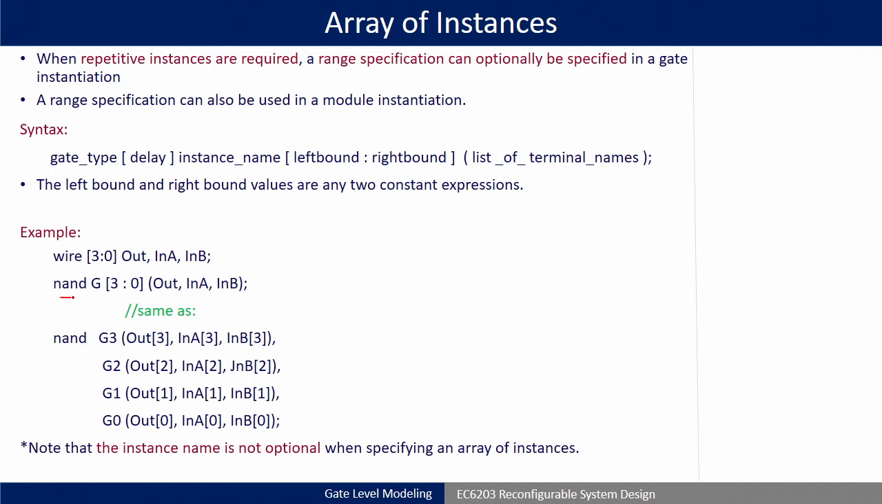Directly you write down the NAND gate, then G is your instance name. Okay, then after that 3:0, then out comma in A comma in B. That means we are creating an array here, for whatever you are instantiating. So, that is why it is called an array of instances.